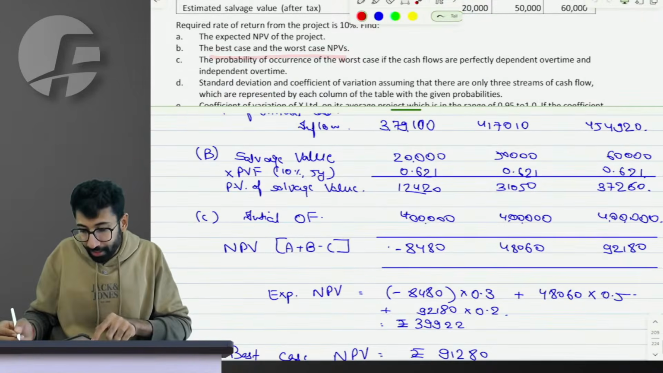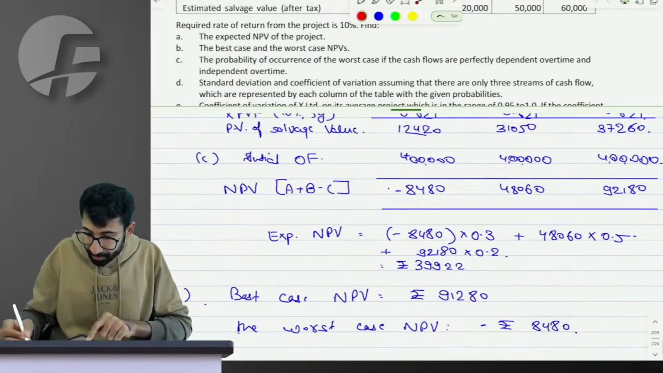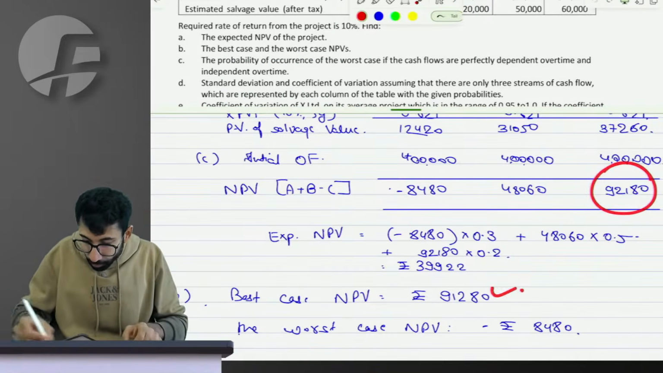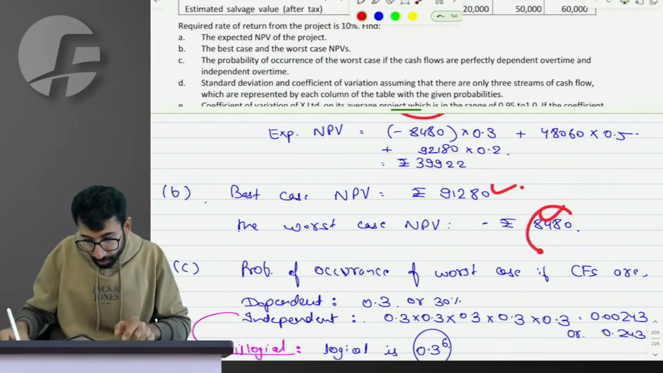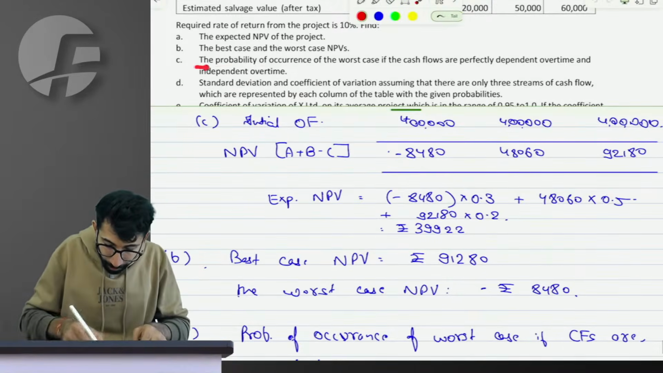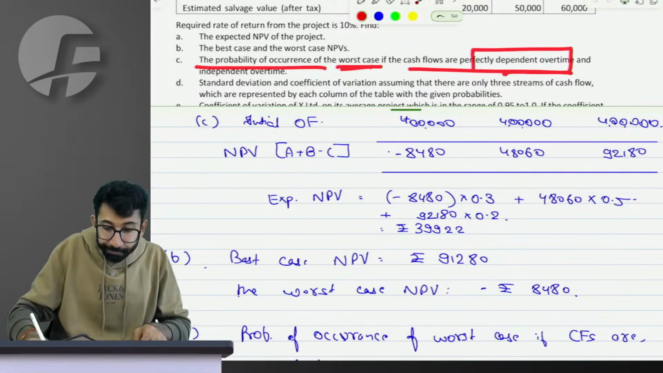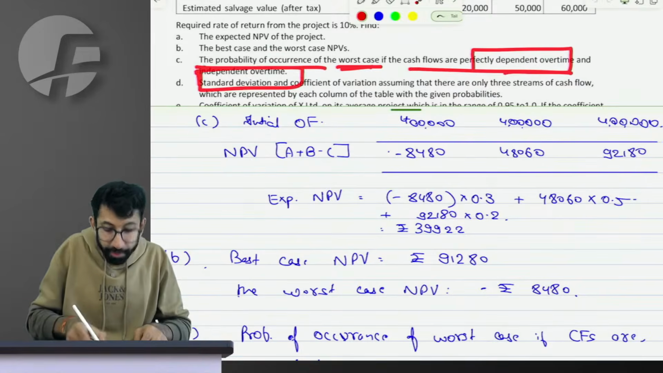Are you observing? We can directly tell them now which is the best and which is the worst. Sir, best is 92,180, worst is 8,480. Without additional effort, this job gets done. Third is, what is the probability of occurrence of the worst case if the cash flows are perfectly dependent, and if they are independent.